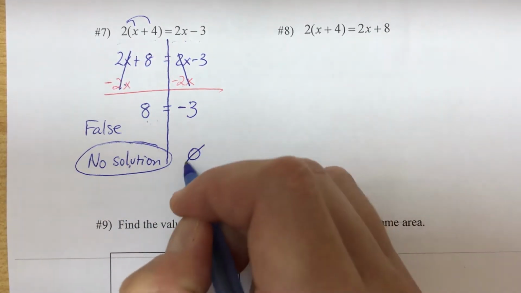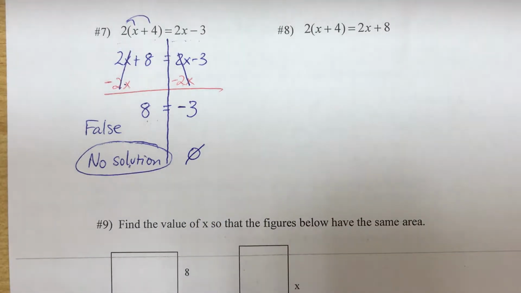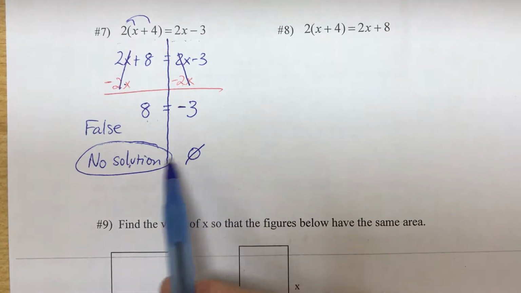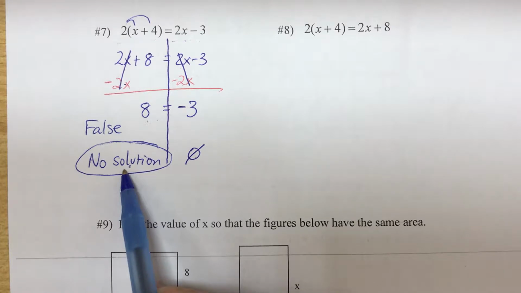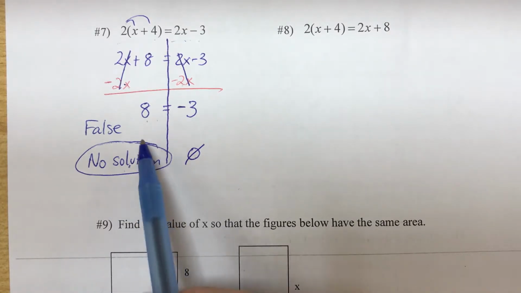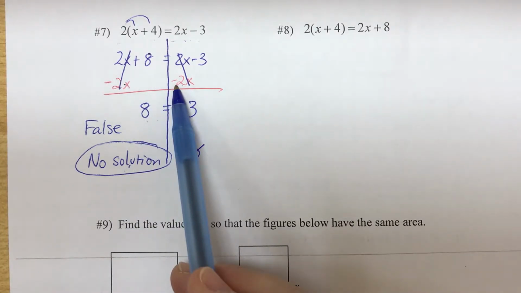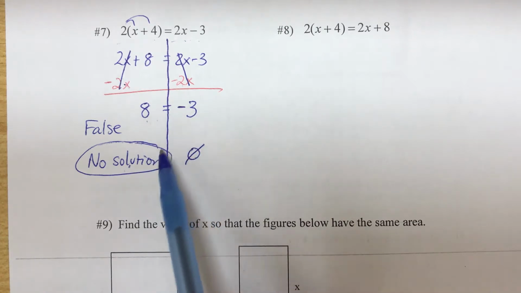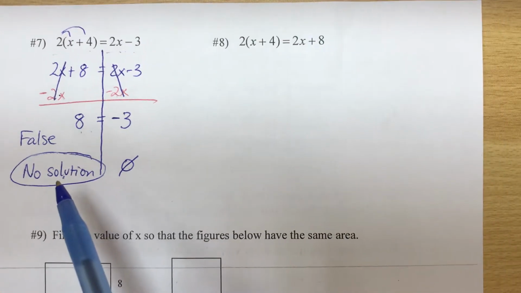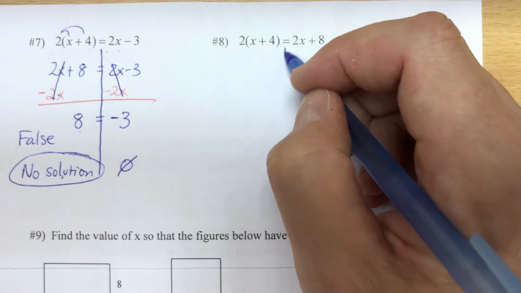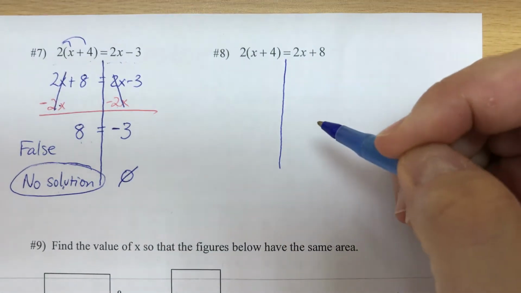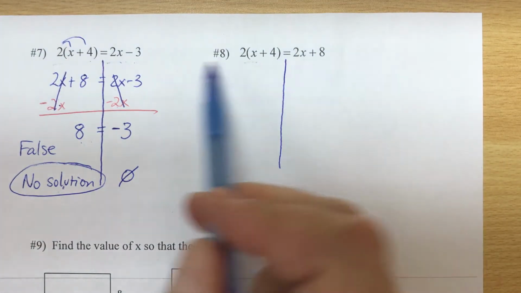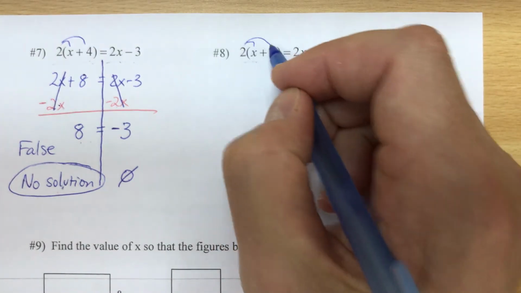Now there's a symbol for that. It's a 0 with a slash through it. So if you write that, that's the same thing as the words no solution. So if the variables cancel and you get a false statement, the answer is no solution. Now number 8, you'll notice, actually looks very similar to number 7.